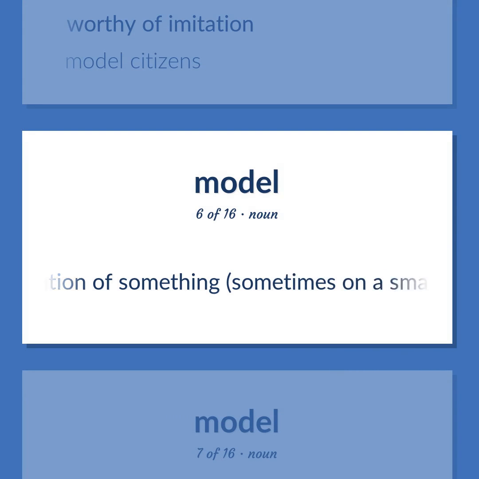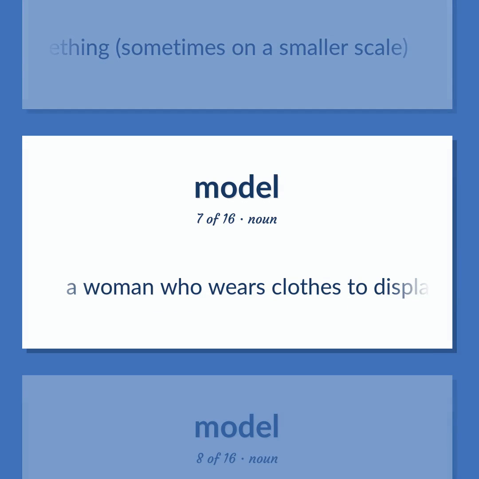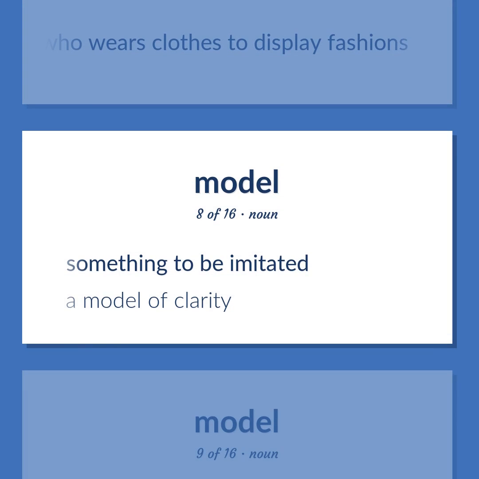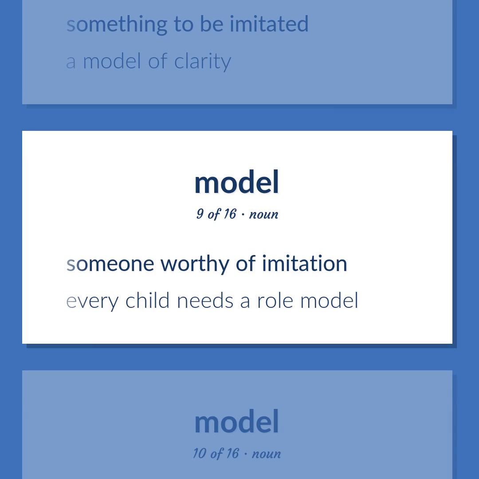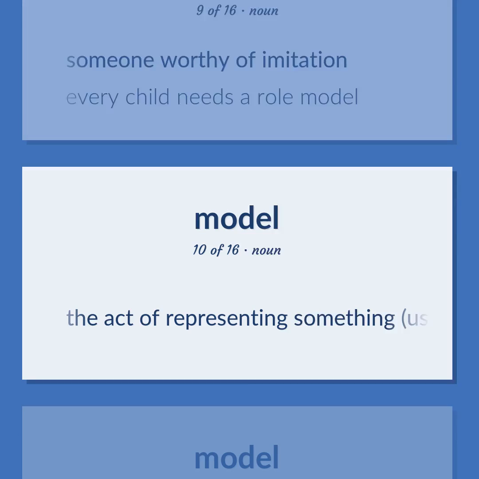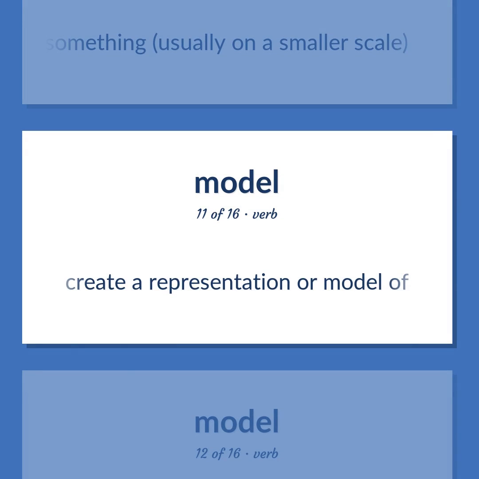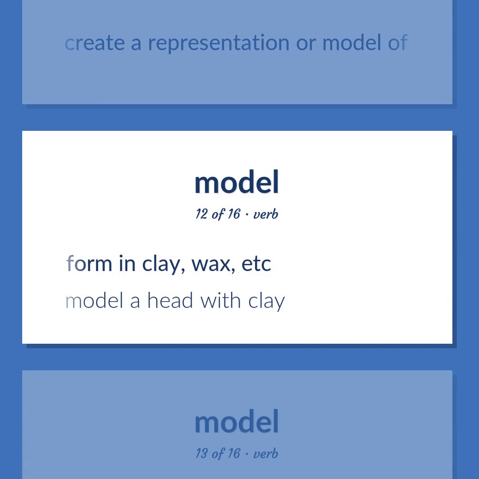Representation of something, sometimes on a smaller scale. A woman who wears clothes to display fashions. Something to be imitated. A model of clarity. Someone worthy of imitation. Every child needs a role model. The act of representing something, usually on a smaller scale. Create a representation or model of. Form in clay, wax, etc. Model a head with clay.